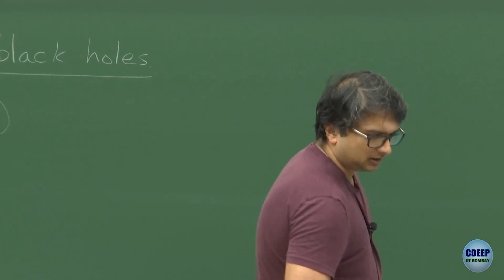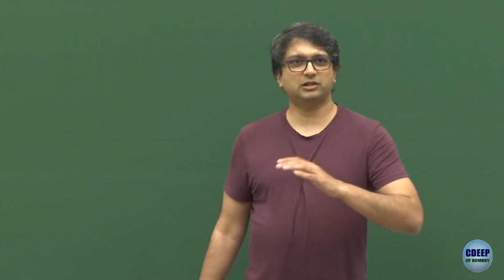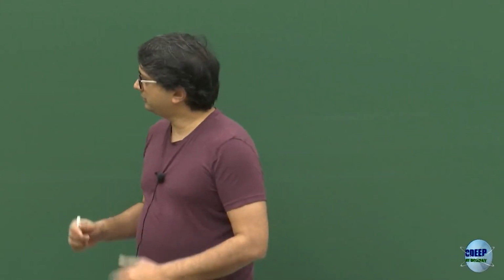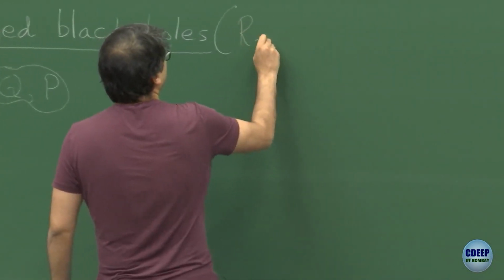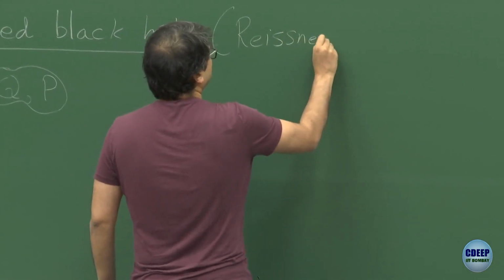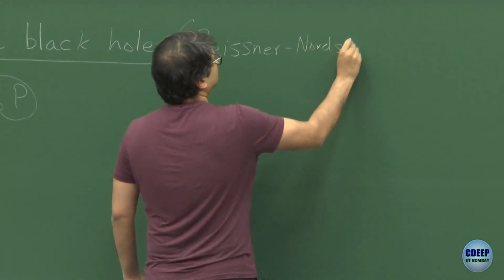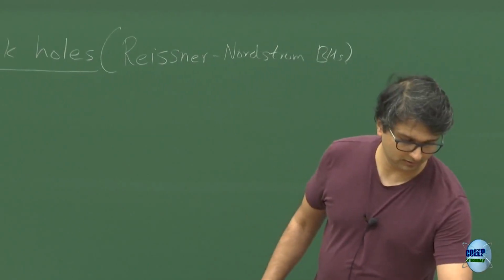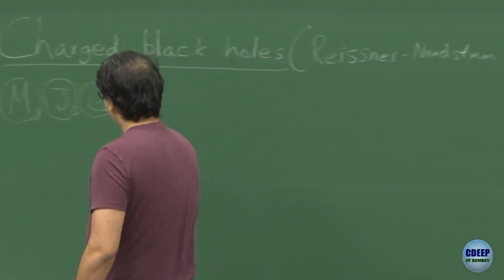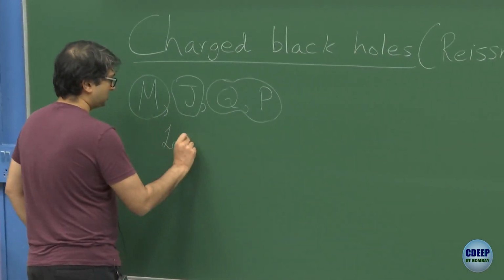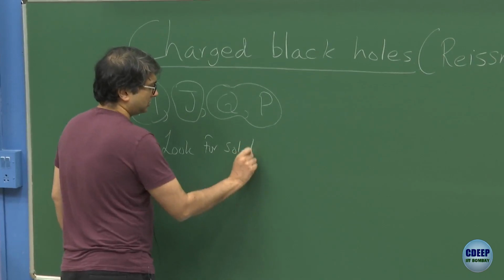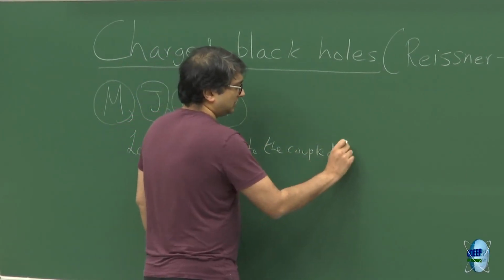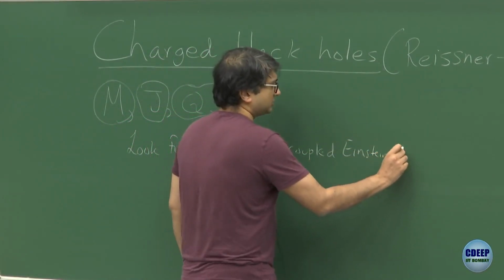Okay, so now that we've defined what we mean by a charge, mass, and spin as something that we can measure from very far away from a black hole, we are going to define the so-called charged black holes, which are also called Reissner-Nordström black holes. Okay, and as I mentioned, we are going to look for solutions to the coupled Einstein-Maxwell equations.